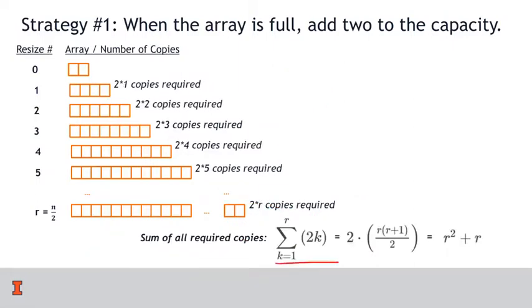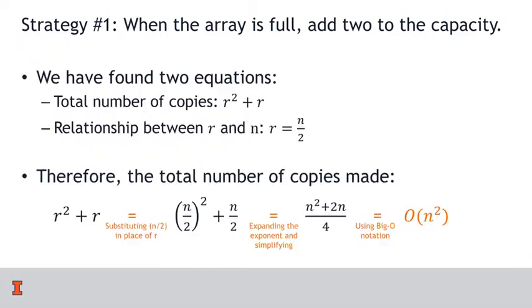Working out this math a little bit, the sum of k, as you might remember from an introductory calculus class, is going to be r times r plus 1 over 2. If we go ahead and cancel out the 2's and distribute the r's, we have r squared plus r. So we know the sum of all of the required copies is going to be r squared plus r copies. So we know two things. We know that the total number of copies is r squared plus r. We did this by a summation. And we know that the relationship between r and n is r is equal to n divided by 2.